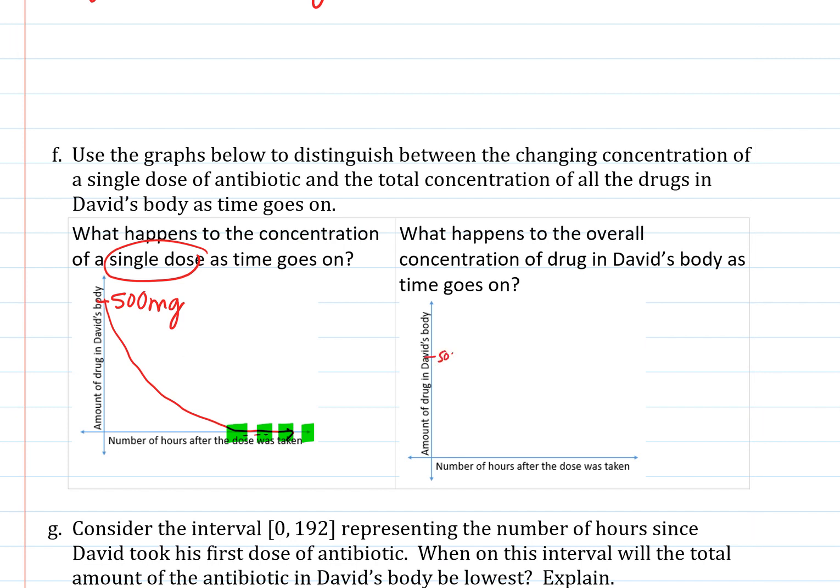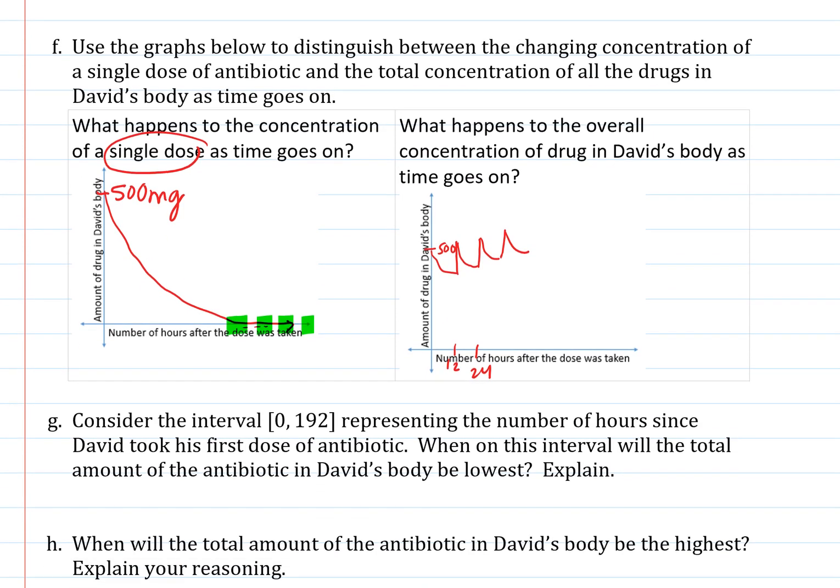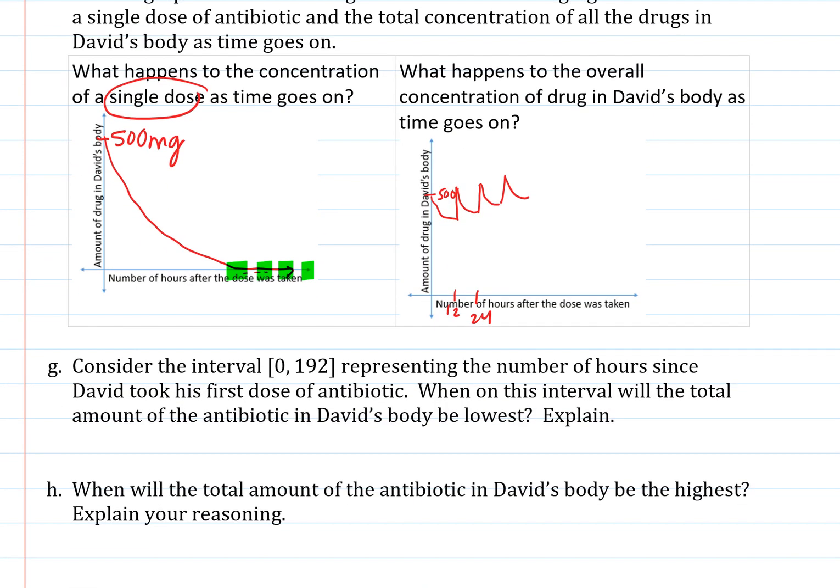He starts at 500, that dose decays, and then 12 hours later, he's going to see a spike up to 540 milligrams because he just took a new dose, plus he's got a little bit left over. Then that amount's going to decay, and after 24 hours, again, he's going to spike up a little bit more, and that's going to decay, and so on and so forth. So on this interval, from 0 to 192, at what point was the concentration of drug the lowest?